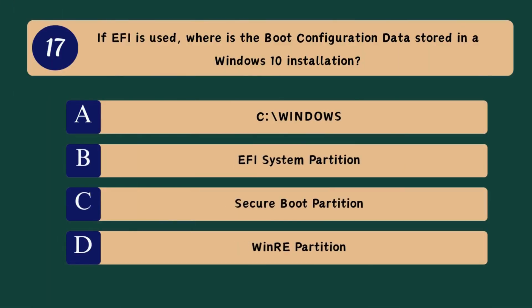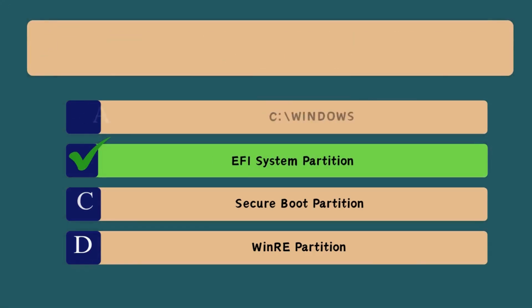Question 17. If EFI is used, where is the boot configuration data stored in a Windows 10 installation? A. C:\Windows. B. EFI system partition. C. Secure boot partition. D. WinRE partition. Correct answer, EFI system partition.